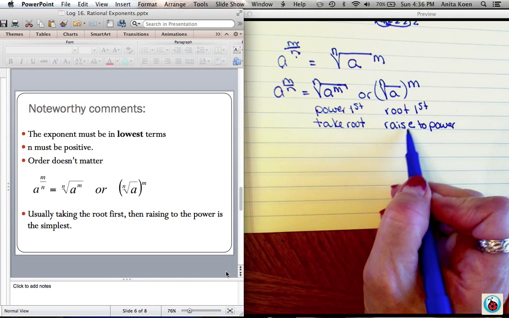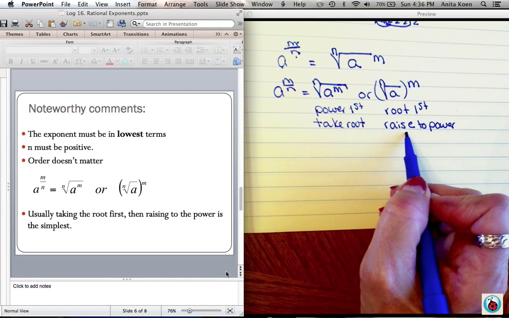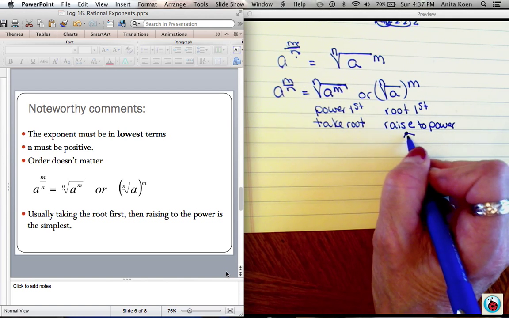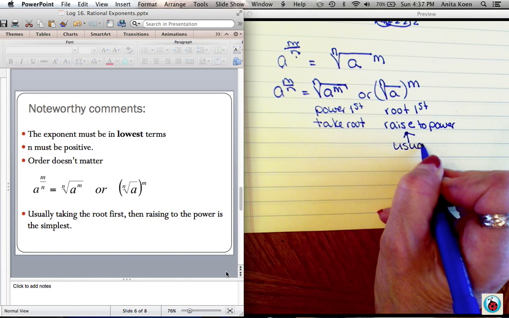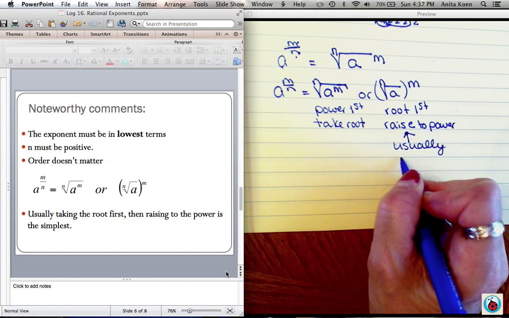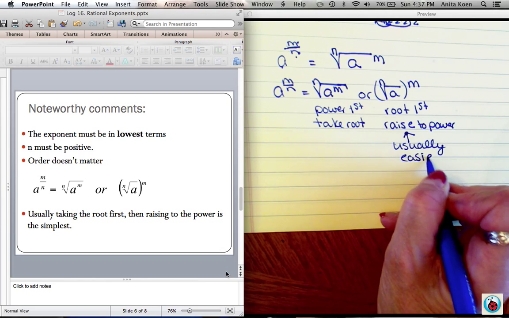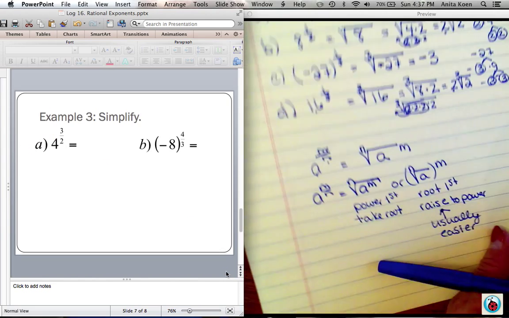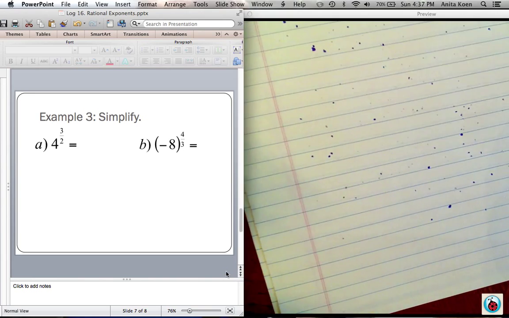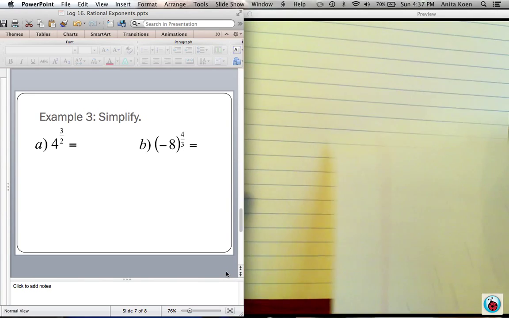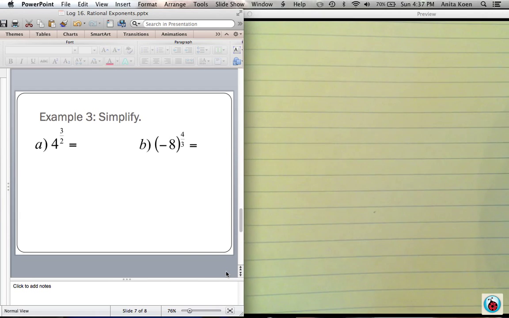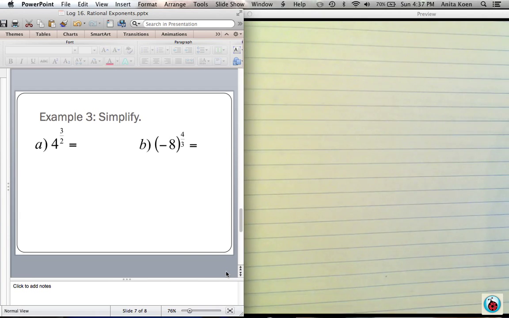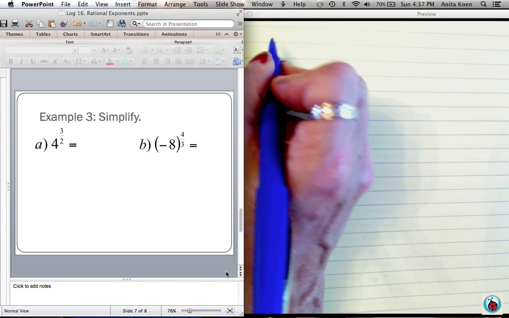Usually, taking the root first and raising to the power is simplest. This one is usually easier. Not always, but it is usually easier. Okay, let's look at a couple of examples. The first example is 4 to the 3/2 power.